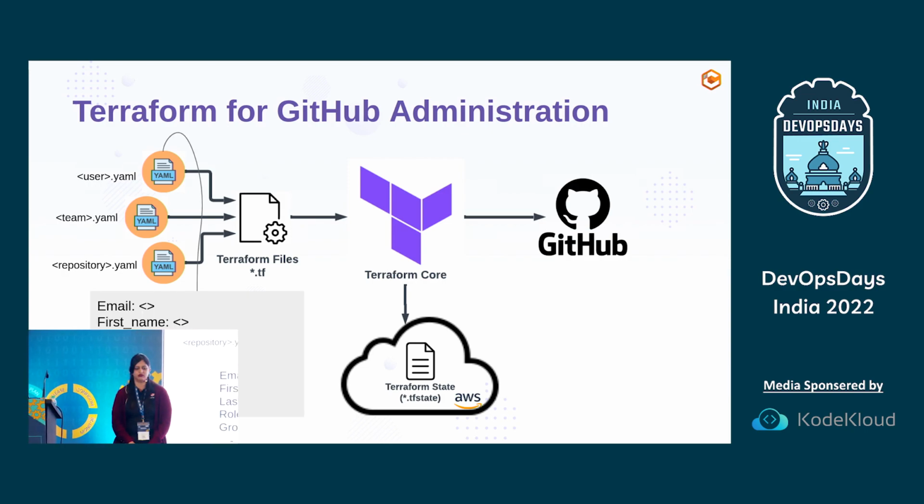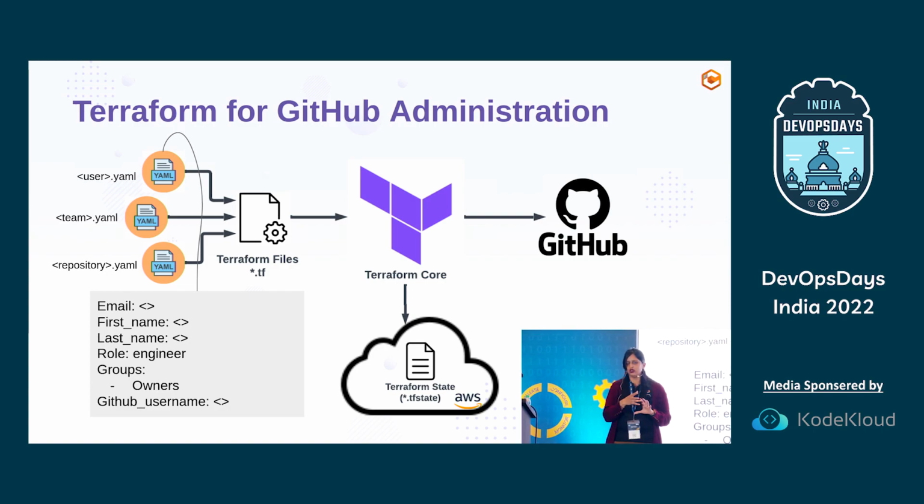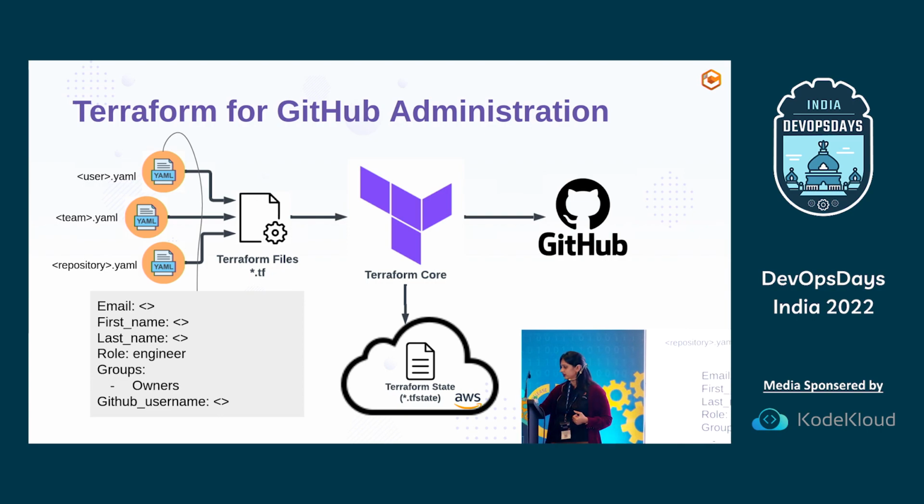Moving ahead, I'll show you how we onboard any user to an organization. So we take very minimum details of a user, like email address, the first name, the last name, what role you have to assign to that user, the group which that person is part of, like what teams he wants to be onboarded to, and the GitHub handle. So I'll quickly give you a demo around it.